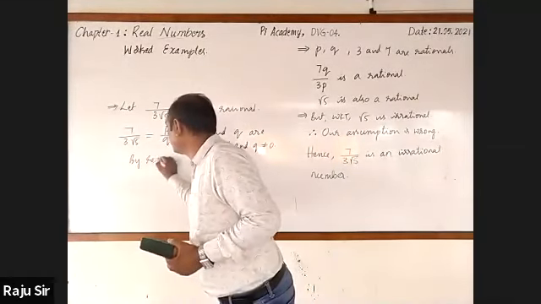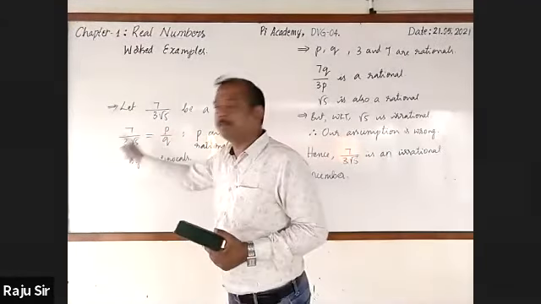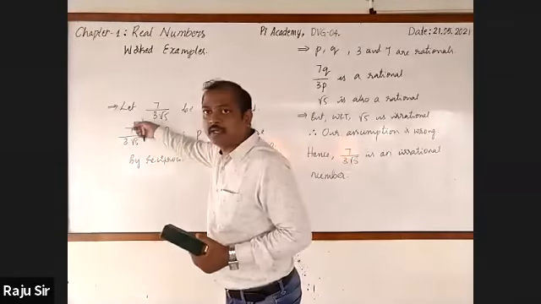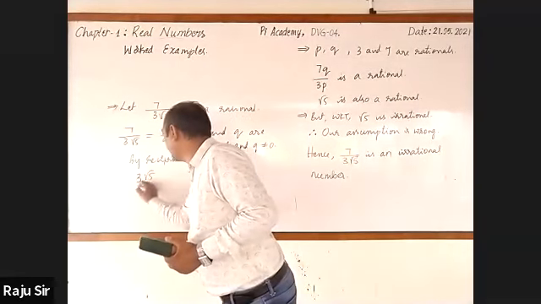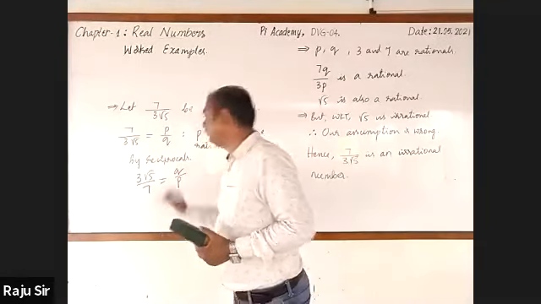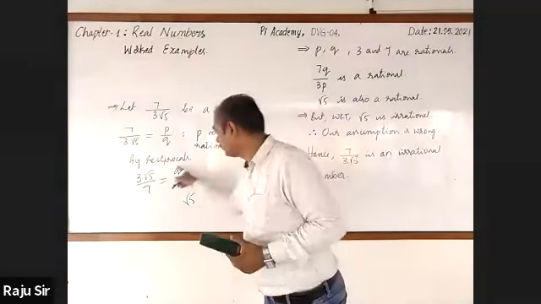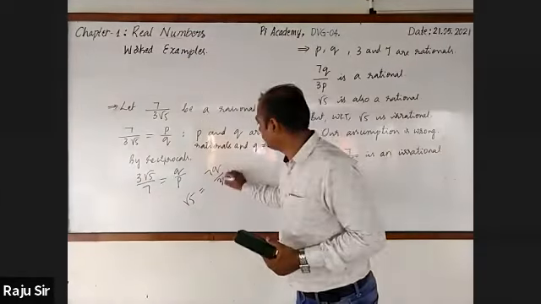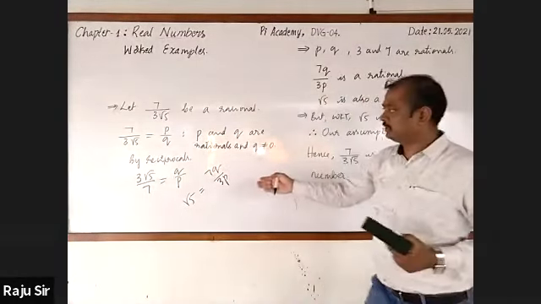By reciprocals, you have to take reciprocals for both LHS and RHS. Then numerator and denominator will be interchanged. This will be 3 into root 5 by 7, and P by Q will be Q by P. Then cross multiply. Root 5 is equal to 7Q and 3 to the denominator. I can say 7Q by 3P.